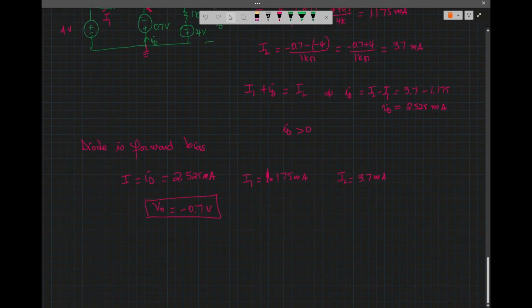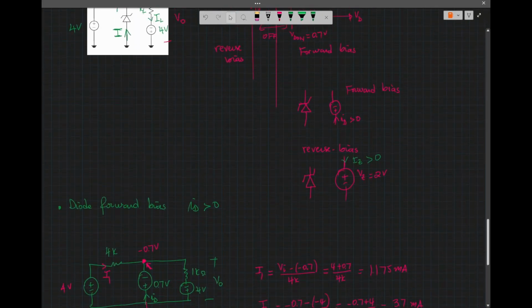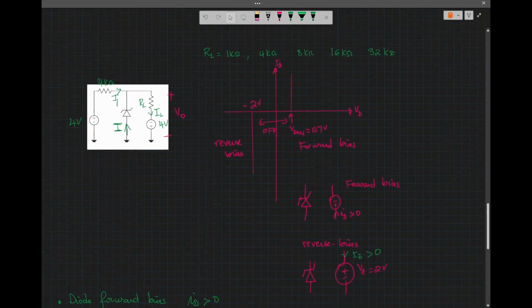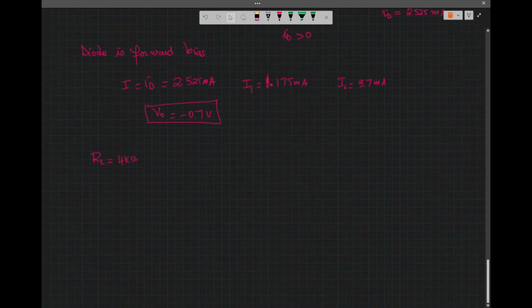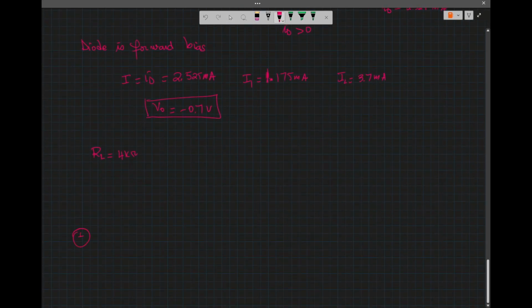Now let's change the load. So now our load equal to, what are the values we enumerated that we're going to use? 4 kilo ohm. So our load is 4 kilo ohm. So we're going to do the same thing. Now we still have 4 volt, so 4 kilo ohm.